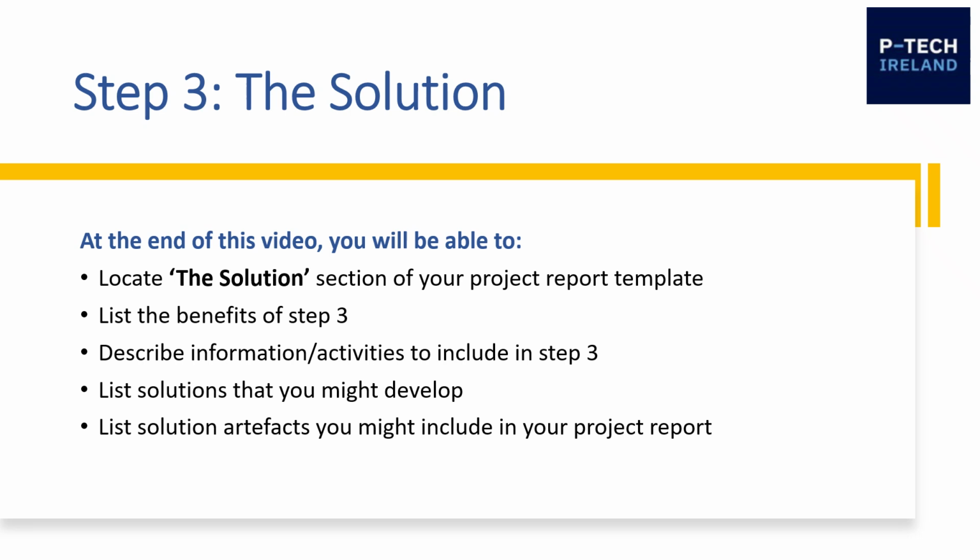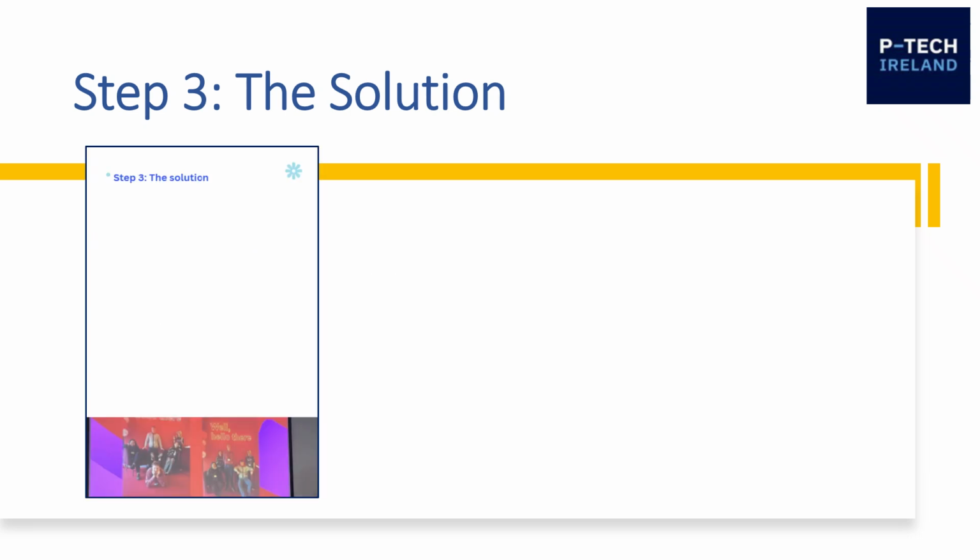Now, on screen now, you can see the editable page of your Canva report template. And this is the section where you'll be filling information telling the reader about the solution. But again, you might be wondering, what are the benefits of what you're doing and what you're practicing in this step? Why is this important?